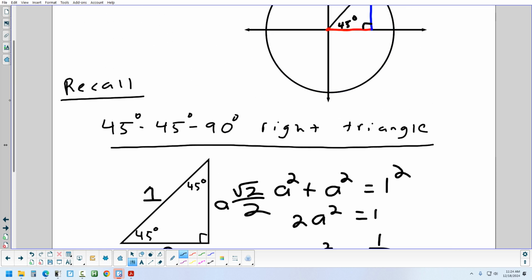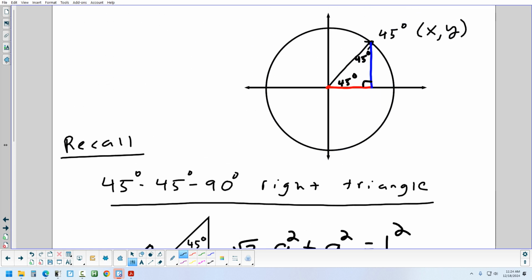What would be the coordinate for 45 degrees? Square root of 2 over 2, comma, square root of 2 over 2. So that is always the coordinate for 45 degrees. It never changes. But if you had a 45-degree angle over here, that is 135, halfway between 90 and 180. What do you think the coordinate would be for 135?